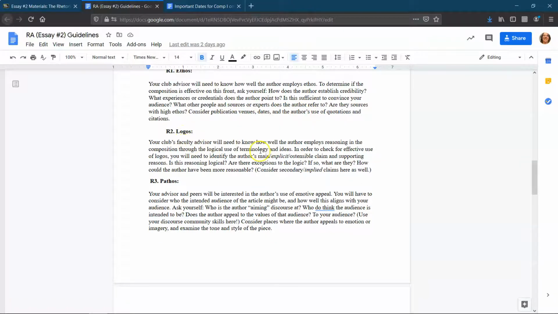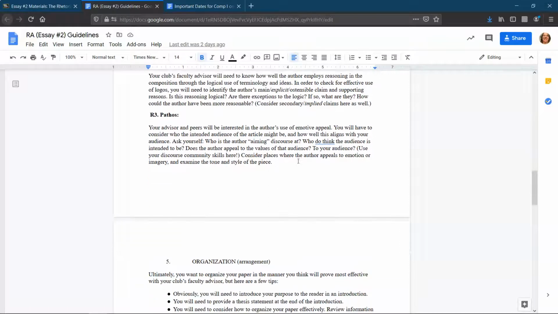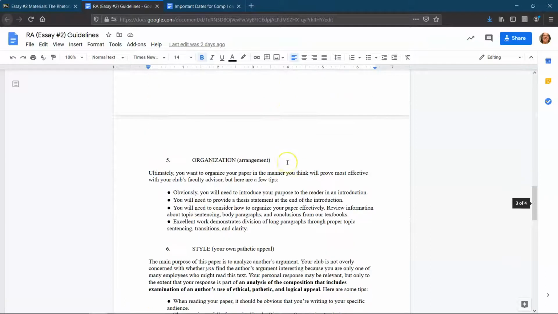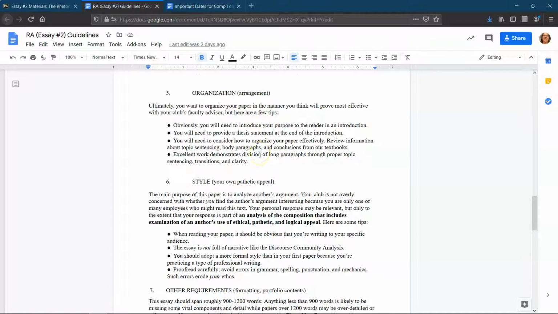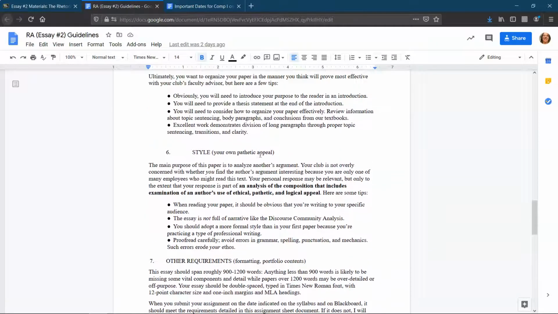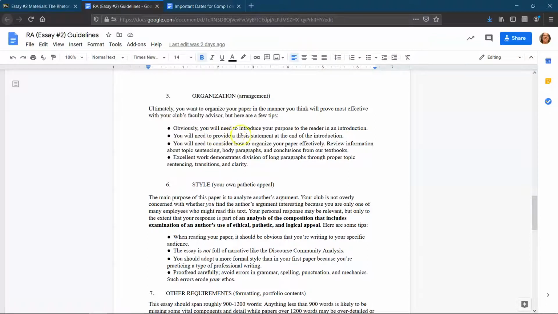And logos is of course logical appeal. In order to check for effective use of logos, you will identify the author's main claim and supporting reasons. Is the reasoning logical? And of course, pathos is analyzing pathos appeals. And of course, you should be considering organization within your work as always. You should consider effective topic sentences, your thesis statement.